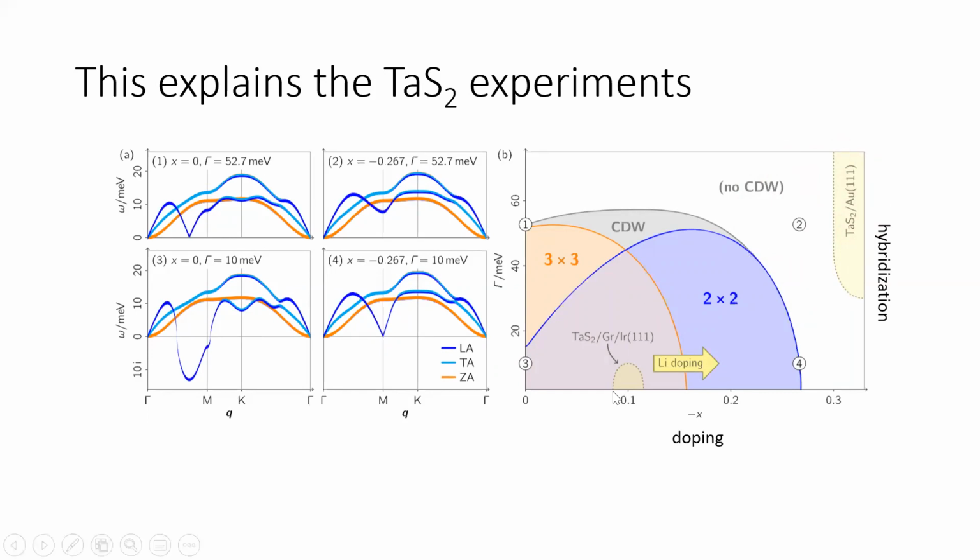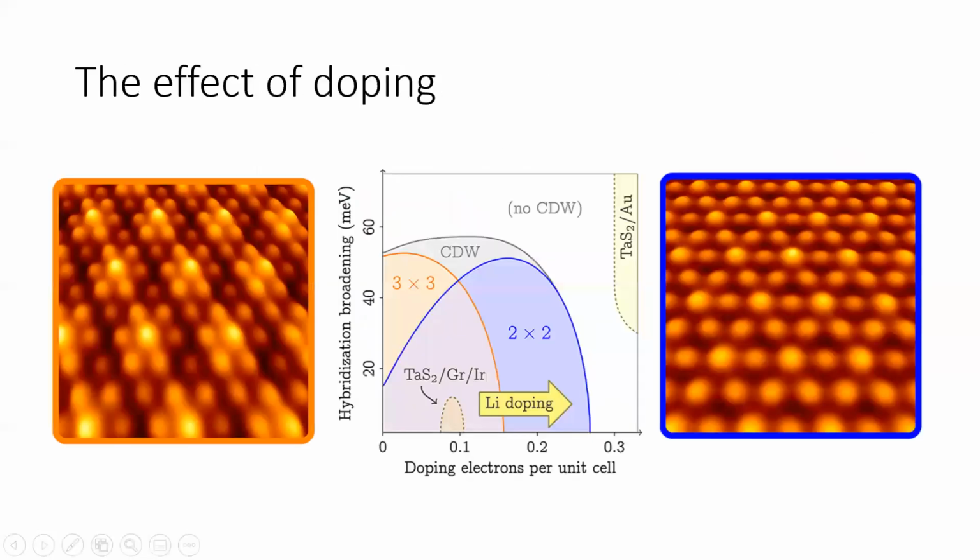So in this way, we can understand the difference between the two experimental STM results, namely the difference is both doping and hybridization. And in fact, this part of phase space, lithium doping to go from 3x3 to 2x2, could also be done experimentally. So you see here 2 images, and here there is 1, 2, 3. So it's the 3x3 charge density wave, and here it's the 2x2 charge density wave. And the difference is the lithium doping.